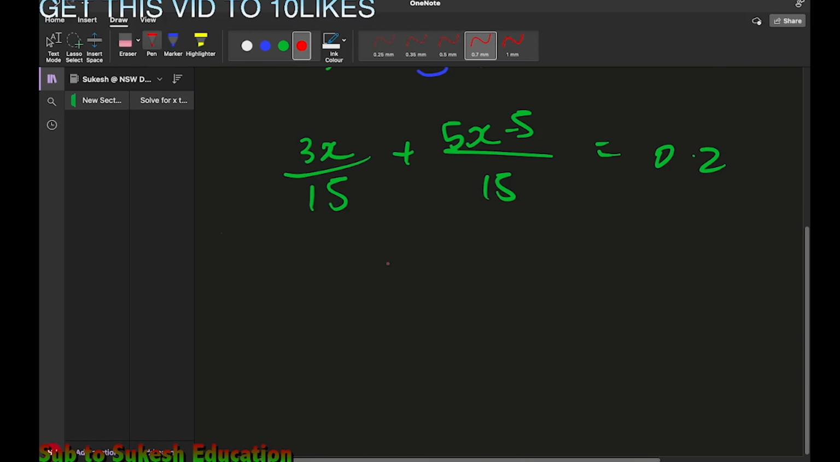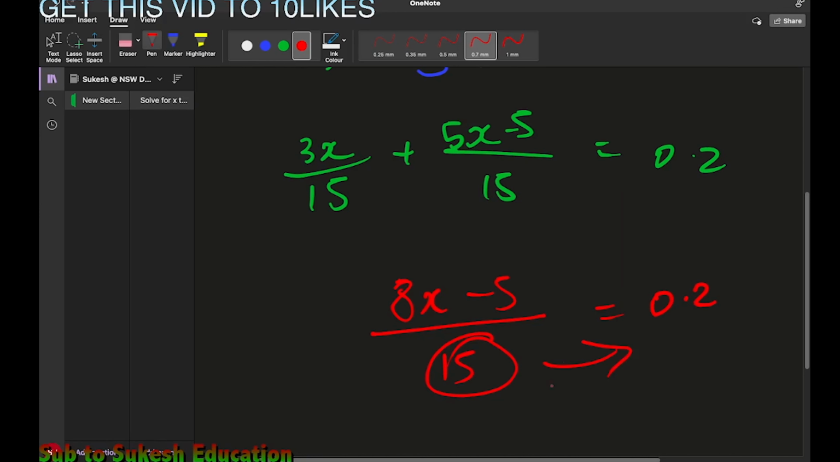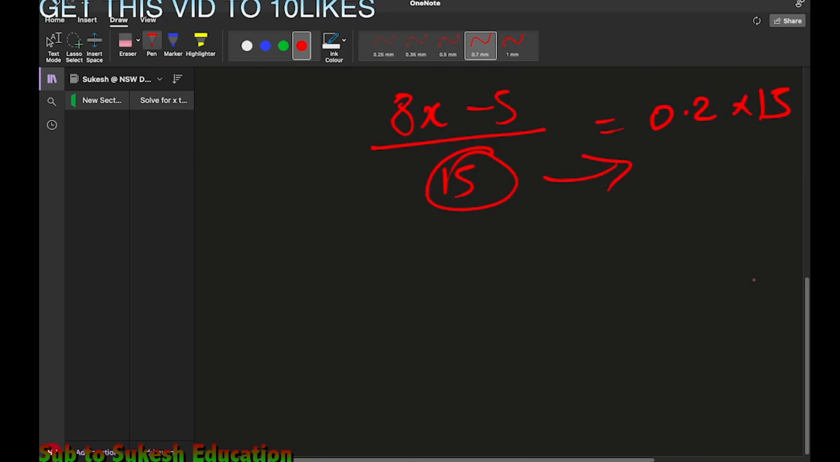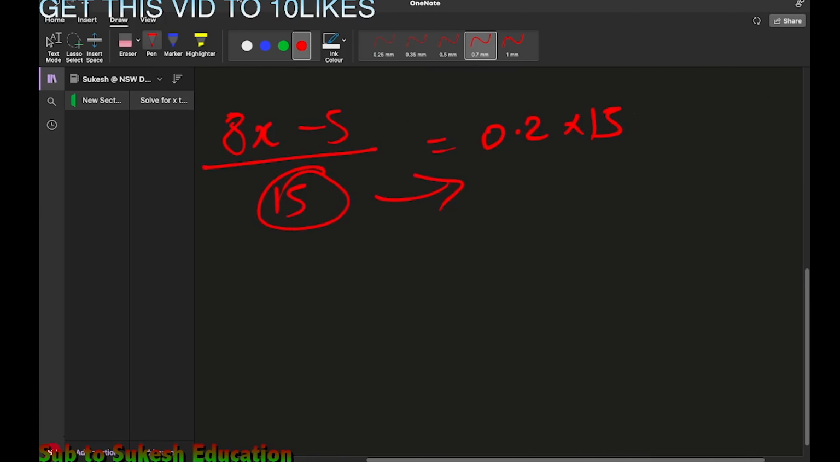Now let's add 3x and 5x, like terms, right? So 8x minus 5 over 15, because the denominator is the same, you can just add, is equal to 0.2. Now this 15 on the bottom is being divided, so you can take it to the other side and multiply it, so times 15. When you do that operation, the 0.2 into 15 is 3. So 8x minus 5 is equal to 3.